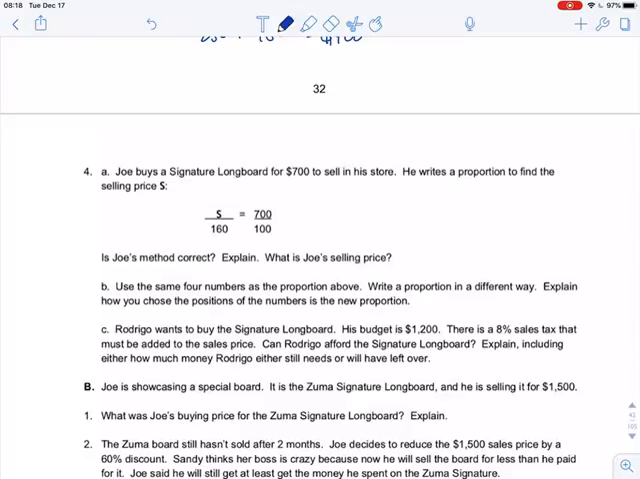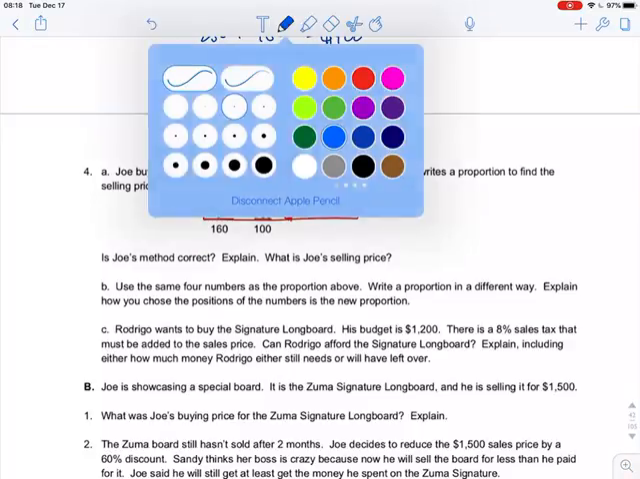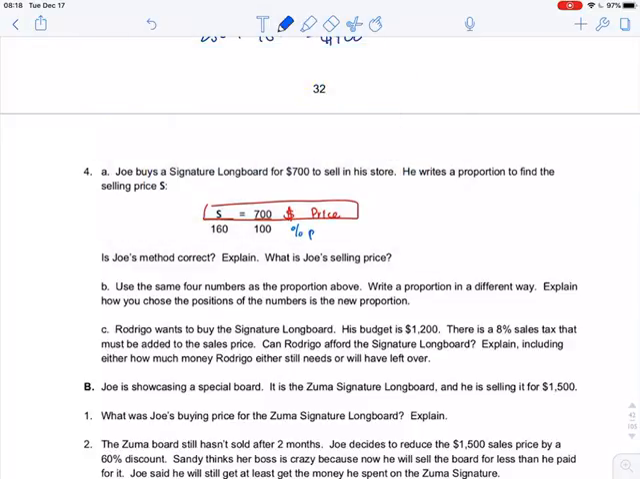Joe's signature longboard is $700. This, what it looks like, represents our price. Okay, this is our price here. This is our price row. Okay, and down here, this is our percent row. Okay, so it says that he writes the proportion to find the selling price, S. All right, so is his method correct?